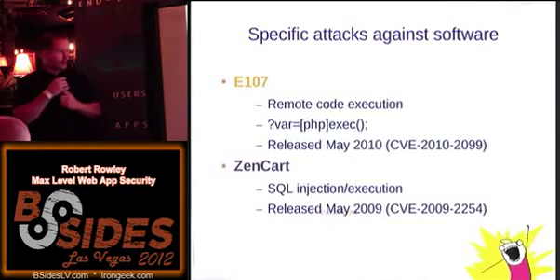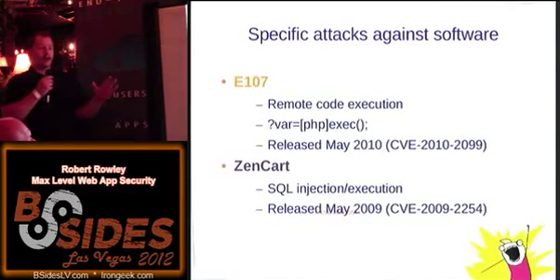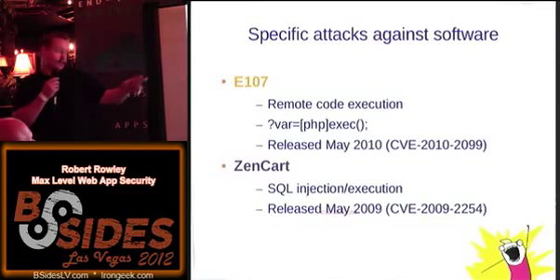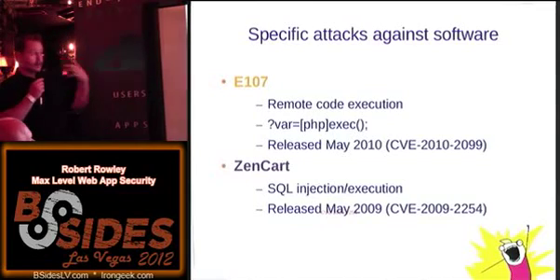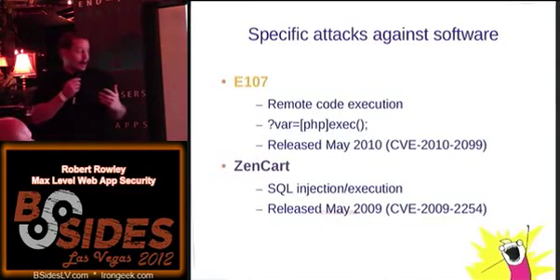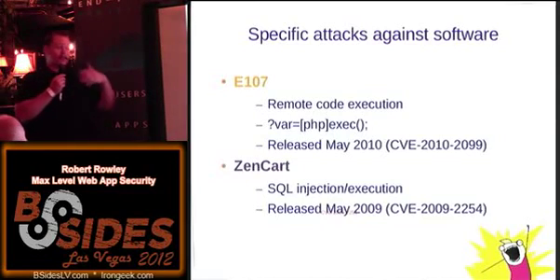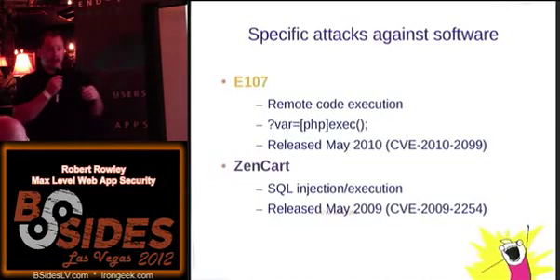So these next graphs show some very specific attacks against specific software vulnerabilities. This isn't an attempt to knock on E107, which is a content management system, nor Zencart. These are just good examples that I have the data for, and they're very old exploits, so they've been well since patched.